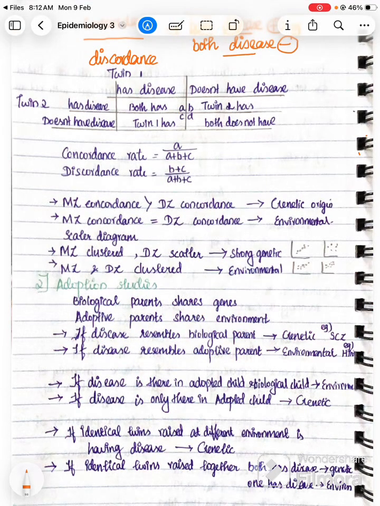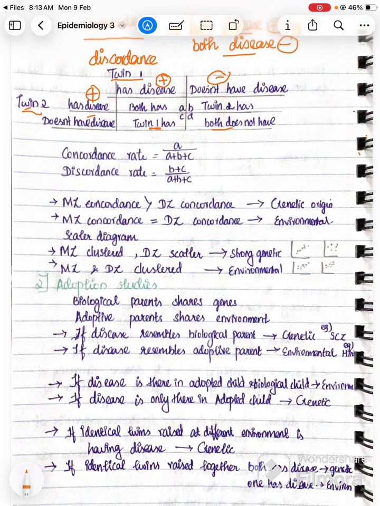The 2 by 2 table for the twins to calculate the concordance rate. Twin 1 upper side, we have twin 2. Twin 1, this is positive, this is negative. Twin 2, this is positive and this is negative. So first one, A cell: both have the disease. B cell: twin 2 has the disease. C cell: twin 1 has the disease. Cell D: both don't have the disease.